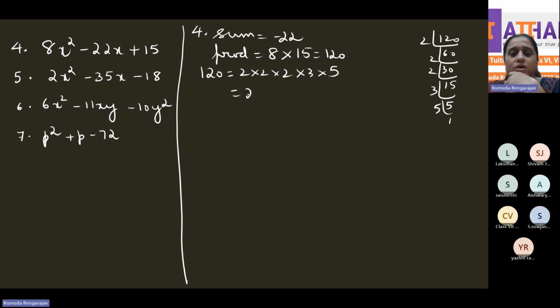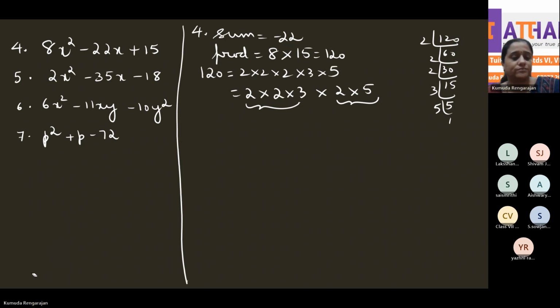So you have taken 2 into 2 into 3 and 2 into 5. That is the same factors, the same thing in a different order, that's all. You can change the order, I told you. Very good. That is the same numbers, children. We are not taking new numbers. We have taken 2, 2 and 3 and then 2 and 5. You should make use of all the factors.